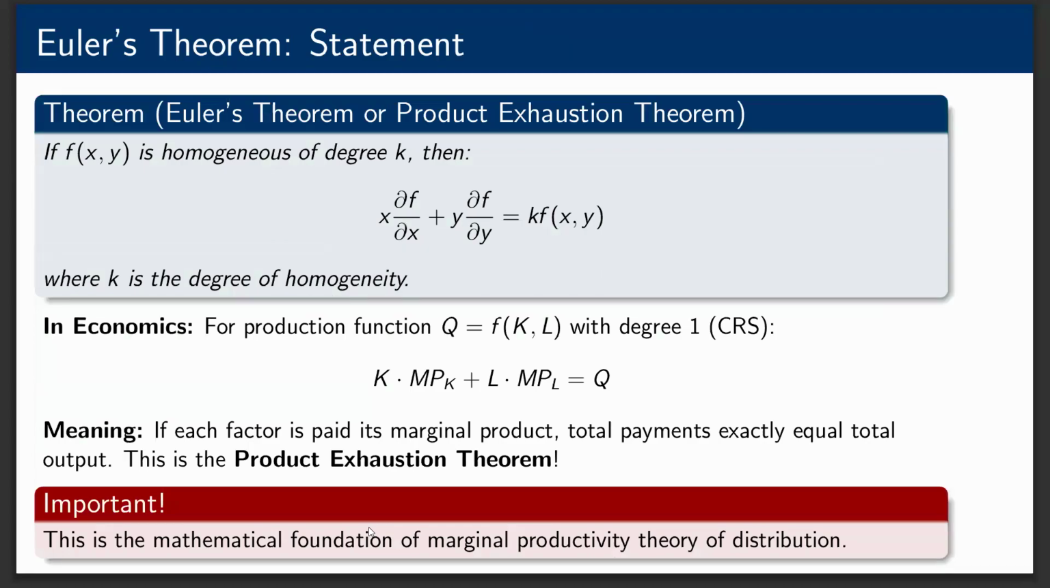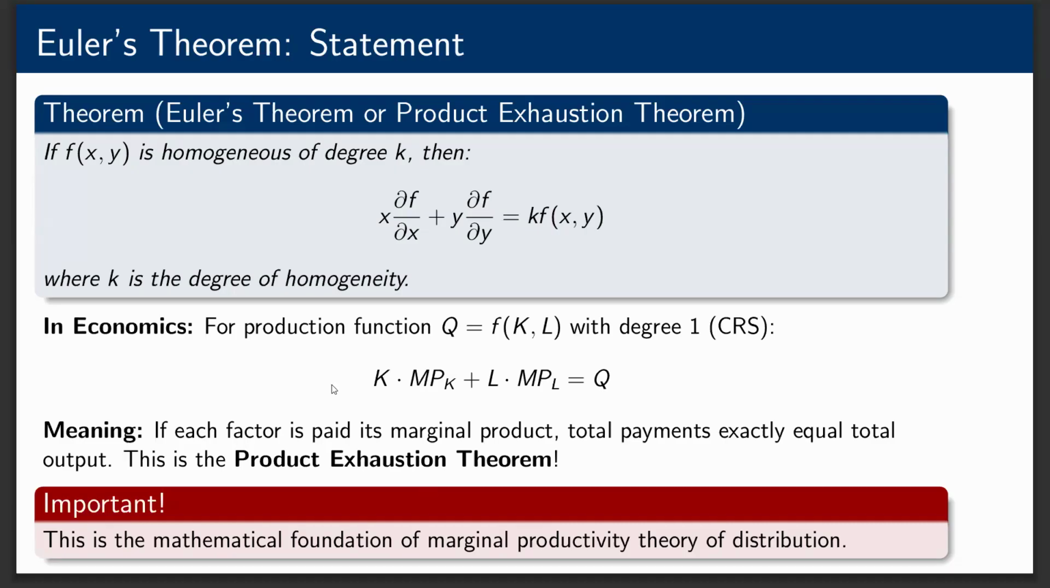Now, Euler's theorem is otherwise known as the product exhaustion theorem. If f of x, y is a production function, the first order derivative of f with respect to x will give you the marginal product. Similarly, the derivative of f with respect to y will give you the marginal product. Just remember the statement. What is Euler's theorem explaining? It says that if the factors are paid according to their productivity, total output will be exhausted. That's why this theorem is otherwise known as the product exhaustion theorem.